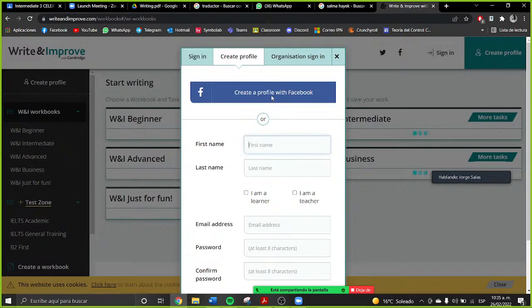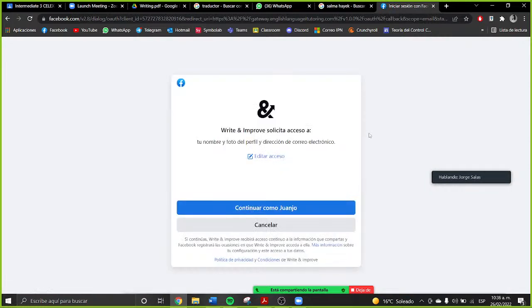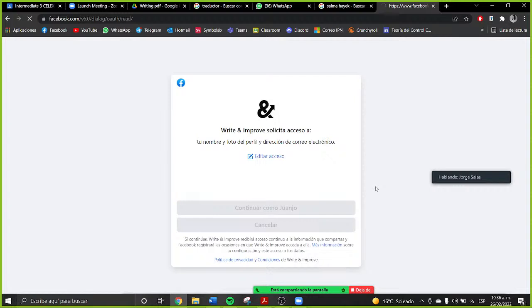With Facebook. First name, last name. If you want with Facebook, yeah. It could be easier. Just go ahead, give permissions. If you get any sensitive information or something, just stop sharing, okay?